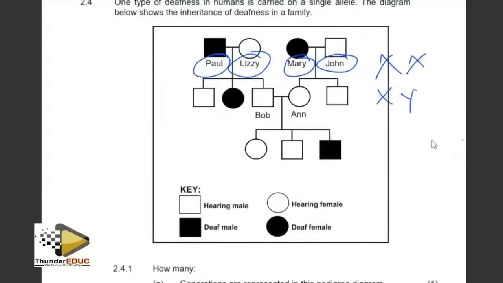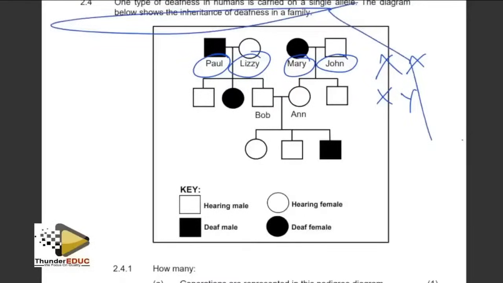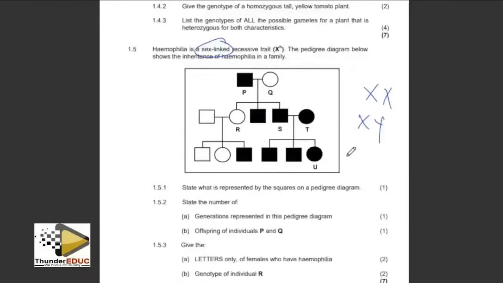How many generations are here? There are 3: 1, 2, 3. They are saying that something can be caused by a recessive allele or it can be caused by a dominant allele. Anyway, let's continue with this question. They are saying, state what is represented by a circle or a diagram. I wanted to tell you that sometimes they don't give you the key that a box is a male and a circle is a female. You have to go to the exam knowing that.